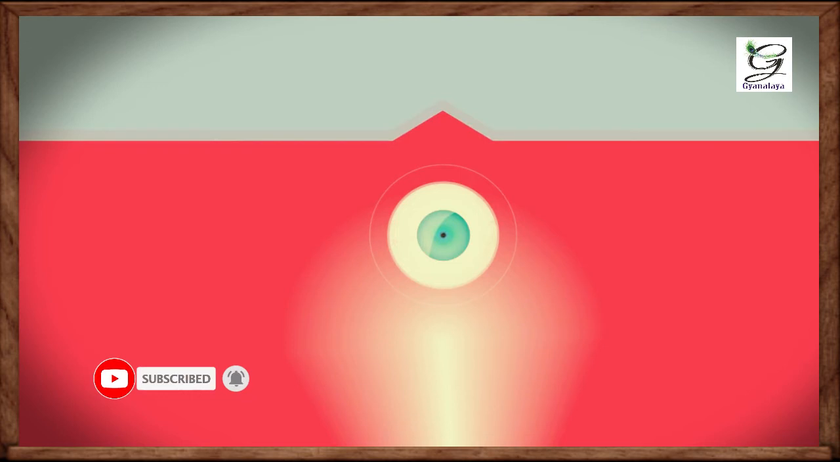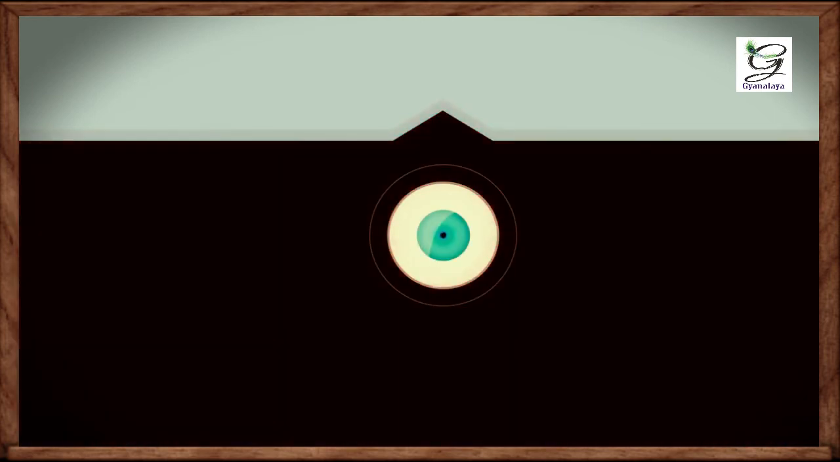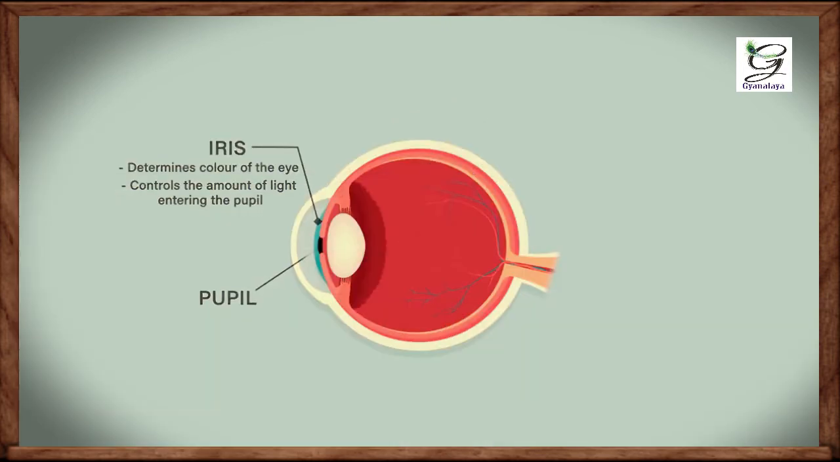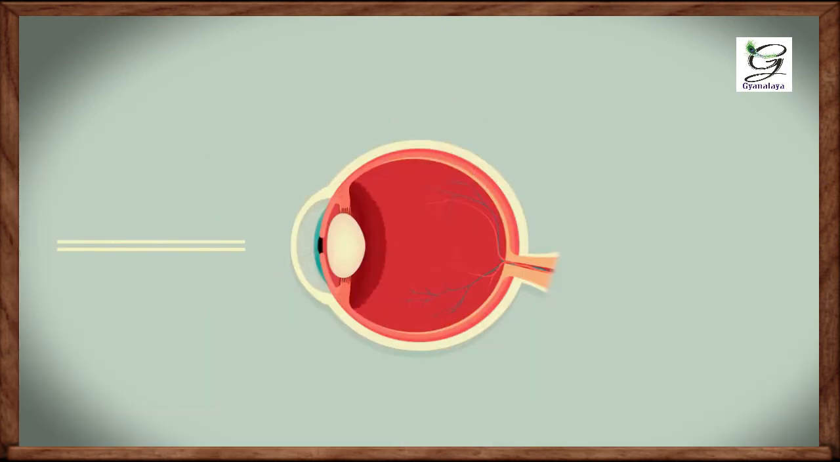This is because the intensity of light is too much for the eyes to bear. The shrinking iris stops the unwanted light from entering through the pupil. And when there's less light, it expands, allowing more light to enter through the pupil. Okay, what happens next? The light that enters through the pupil falls on the lens kept behind.